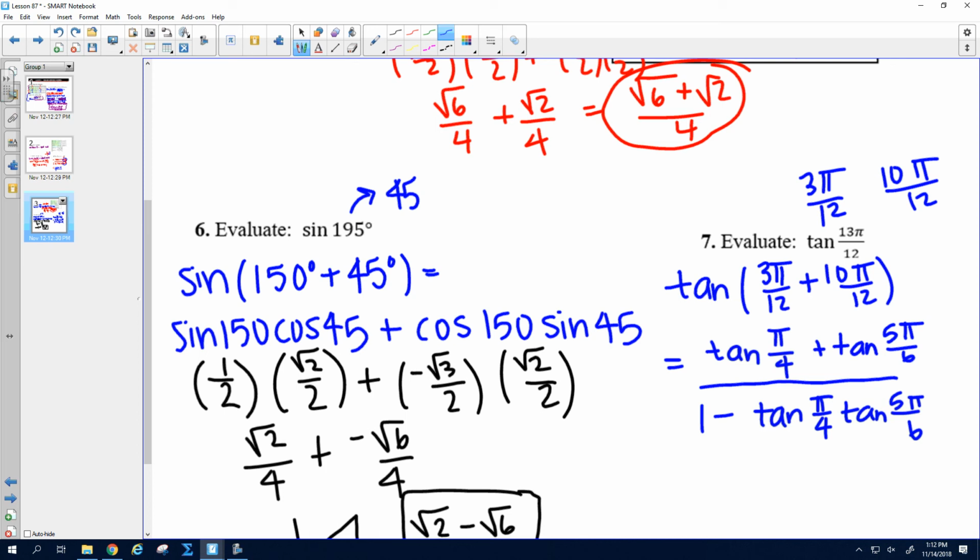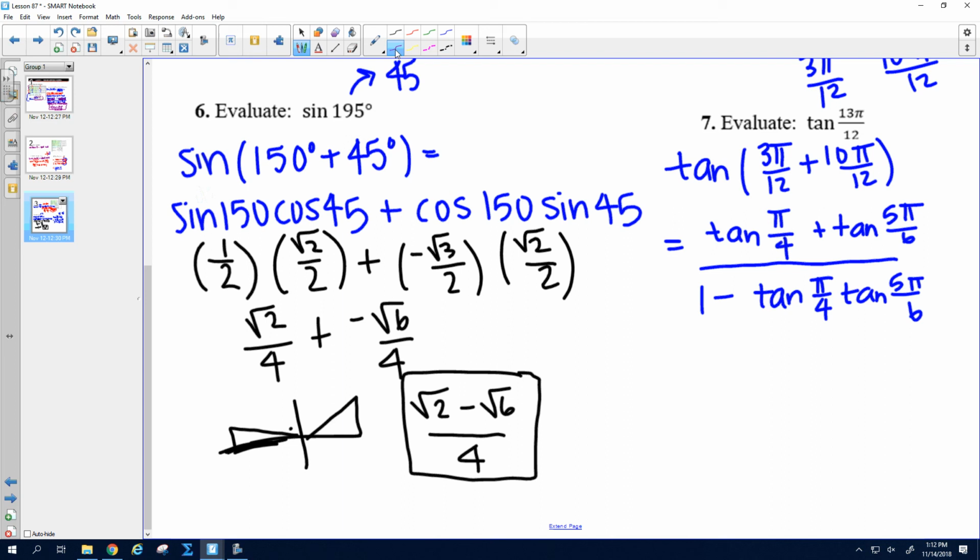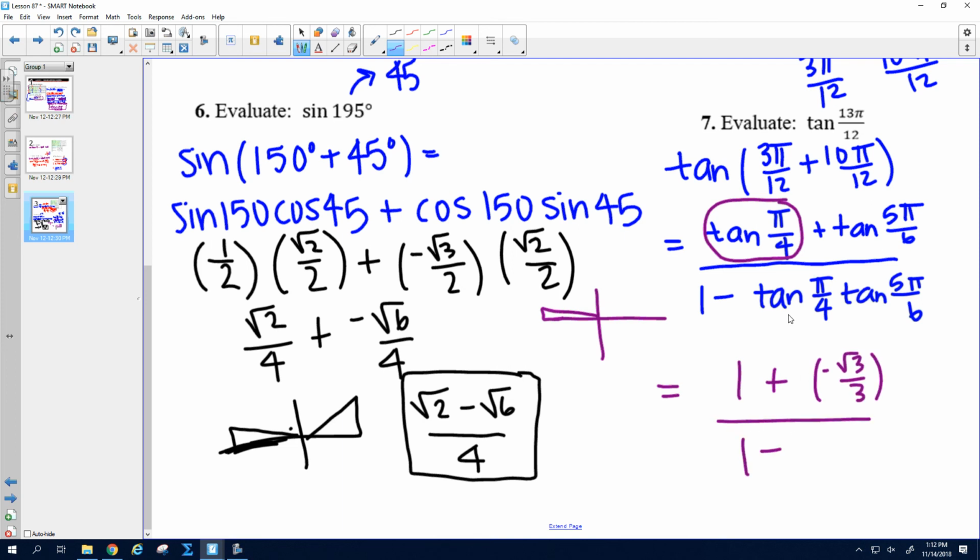And we can simplify this one more. So tangent of pi over 4, Harrison, what is that equal to? It is equal to 1. Very good. And then we have the tangent of 5 pi over 6, which is here. Evan, what's that equal to? Good. Negative root 3 over 3. And then I have 1 minus. Tangent of pi over 4 is 1. And the same thing here, tangent of 5 pi over 6 is negative root 3 over 3.